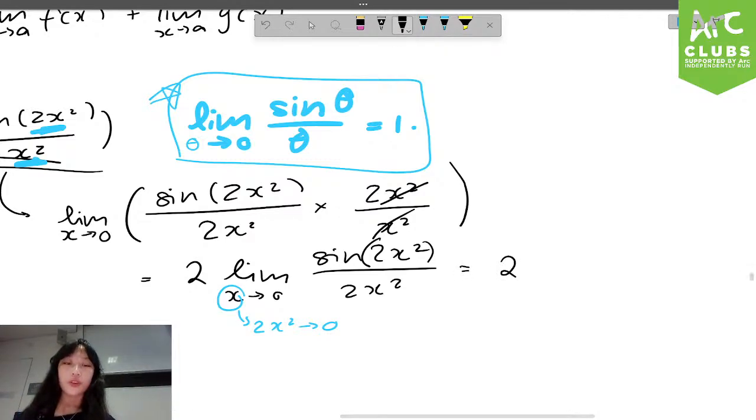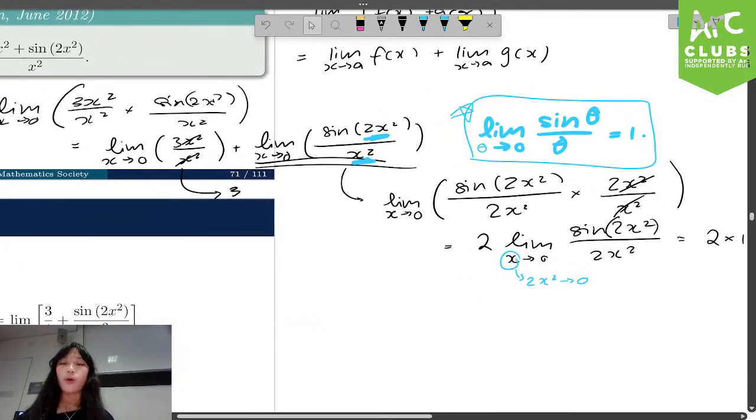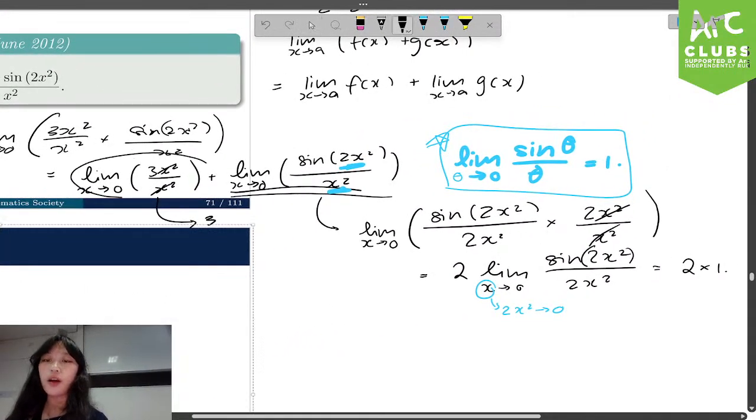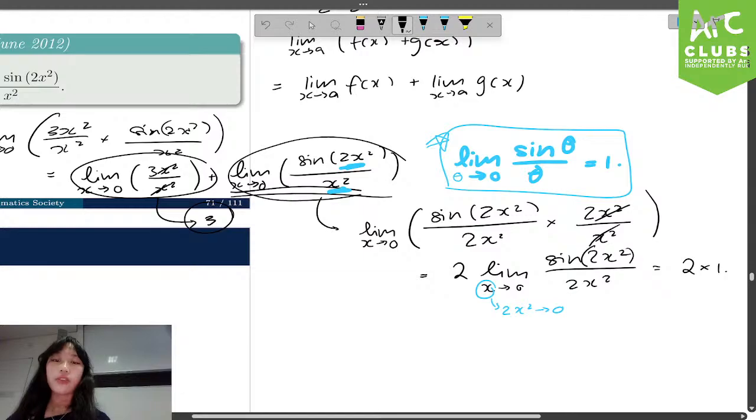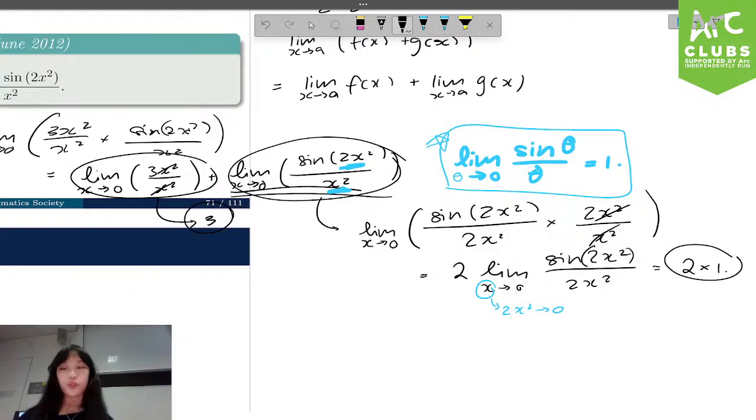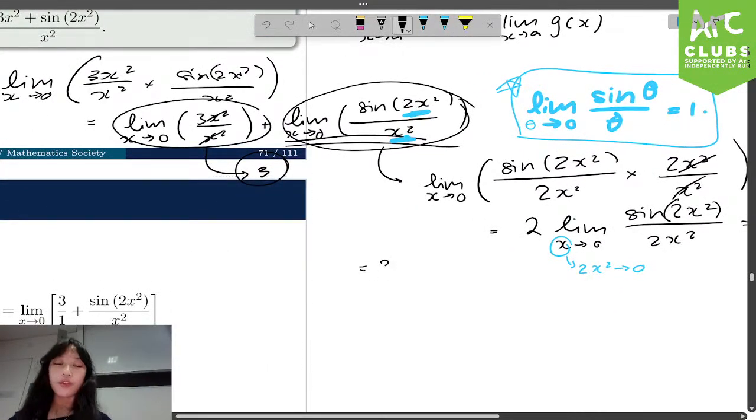So what we can do is just do 2 times 1. So altogether, essentially what we've done is we've found that this part of our limit is 3, and this part of our limit is 2, or 2 times 1. So altogether what we've got is 3 plus 2, which is just 5.